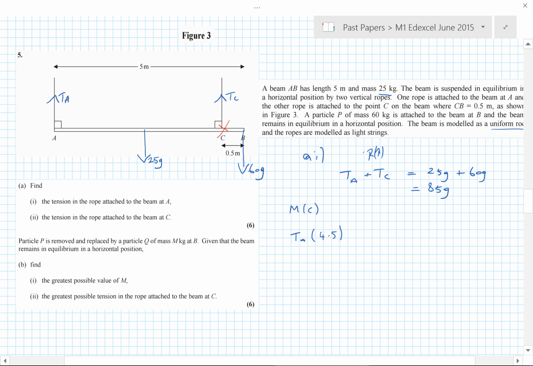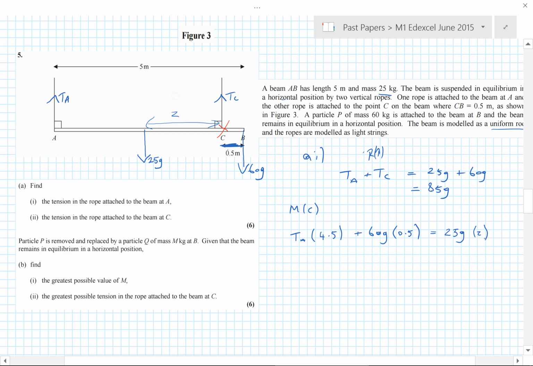Okay, that's going clockwise, and then we've got the 60g force is also going clockwise, but the distance is only 0.5. So that's 60g times 0.5. That must be equal to the anti-clockwise moment. Now this length here, because it's 2.5 either side of the centre of mass because it's uniform, and we've already got this distance as 0.5, so this length here is 2. So the moment of the 25g force, which is going anti-clockwise, is 25g times 2.